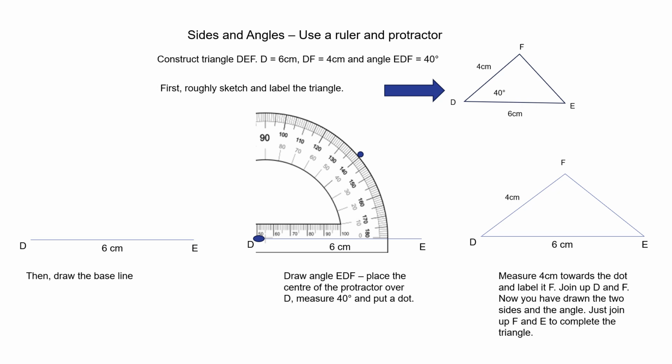Triangles with the same side lengths are congruent, so it doesn't matter which line you draw first, you will always end up with the same triangle.